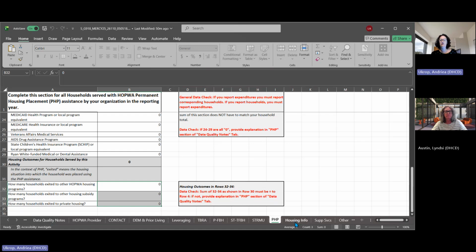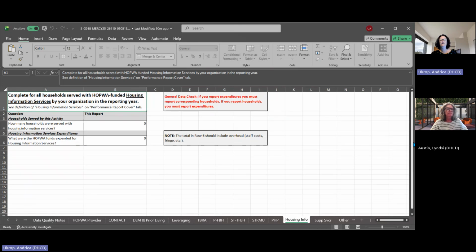Okay, and a similar note for housing information. Not all grantees receive information regarding housing and receive funding regarding housing information. If you do not, you do not need to complete this tab. For those who do, make sure that row 6 here in this column is a dollar amount and not a narrative.